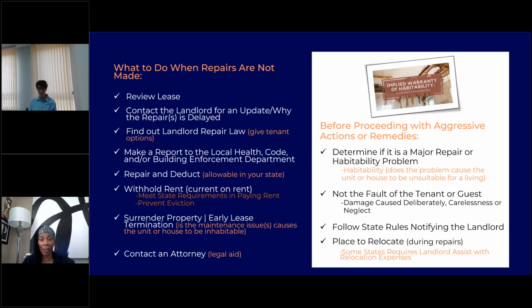Before proceeding with aggressive actions or remedies, you've got to determine, again, does the problem cause the unit or the house to be unsuitable for living? So you have to ask that question. So these are some things you can walk through with your newcomer when you're trying to coach them through the process.